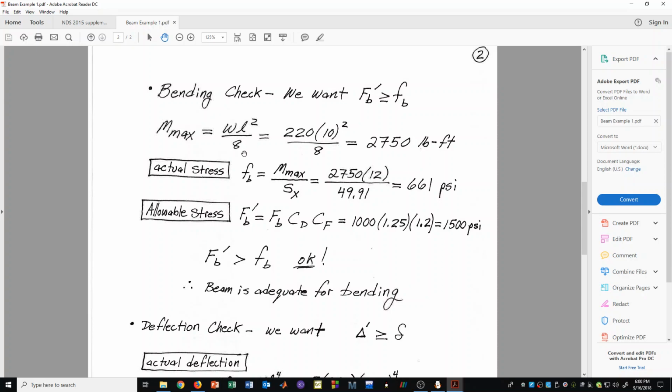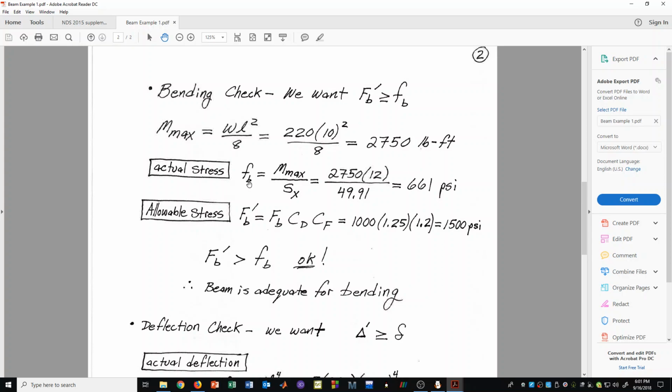This is, of course, for a simply supported beam with a uniform load on it. If we had a different loading or we had different supports, then this would not be applicable to our situation. But since it is uniform load, simply supported beam, this is going to work for us to find the maximum moment. And so we have 220 pounds per lineal foot times the span squared, which is 10 squared, all divided by 8, and we get 2750 pound-feet for our units of moment.